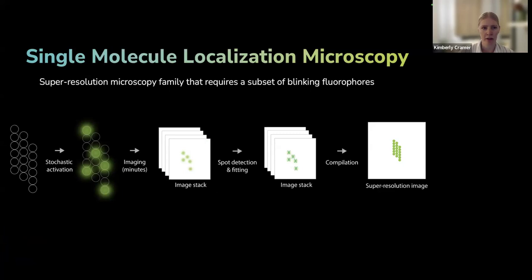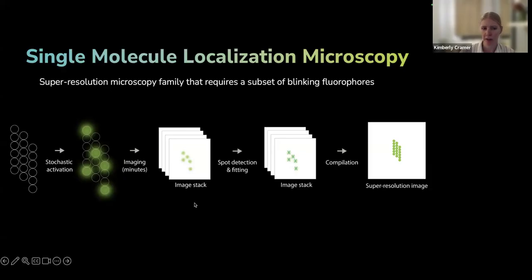In this family, super resolution microscopy is achieved by using a subset of blinking fluorophores. So what you would do is you would label your target, here this kind of filamentous target, with fluorophores, and then you need to stochastically activate them. You don't want to excite all the fluorophores at once because this would lead to a diffraction limited image. But if you excite a subset of these by, for example, different laser lines, which is one way to do it, you can then image them in a spatially separated manner on the order of around 10 minutes.